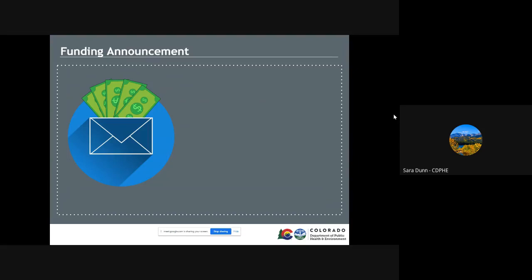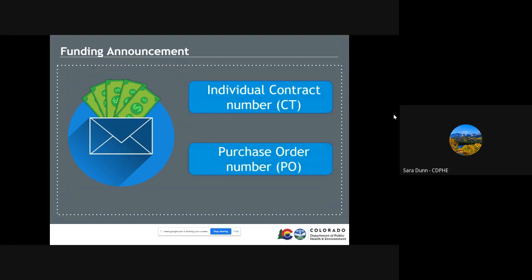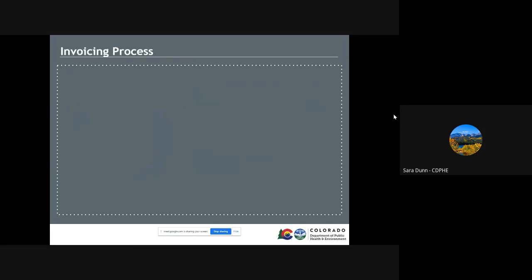When an award is announced, an email is sent to all of the directors with details. It is important that these details make it to the appropriate support staff that will be conducting the invoicing for their agency. Two of the most important pieces of information within this email is the individual contract number, CT, or purchase order number, PO. These unique numbers help CDPHE staff match up the agency with the appropriate coding information in our systems. The process of invoicing is as follows.